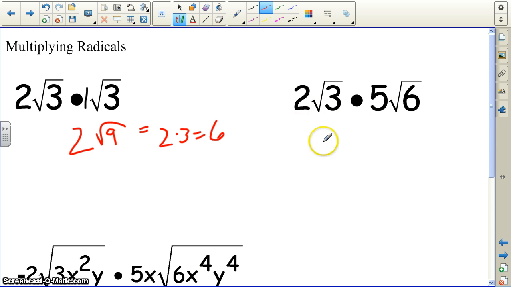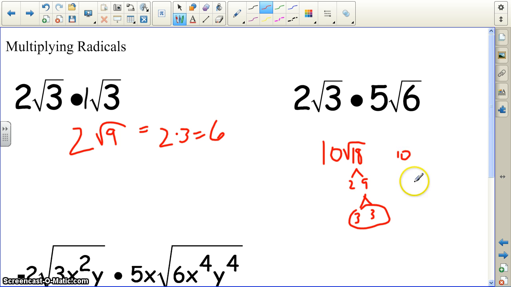So again, we'll multiply coefficients, 2 times 5, so that's 10. Then I can multiply what's underneath my radical, that radicand, so 3 times 6 is 18. And I want to simplify that, so that 18 is 2 times 9, and 9 is 3 times 3. I have a pair of 3's, so that's going to be 10 times, my 3 goes outside, so it's going to be 10 times 3 times radical 2. 10 times 3 is 30. So then I've got 30 times the square root of 2.